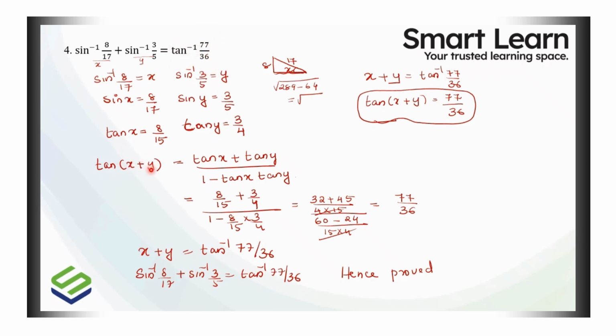So here tan of x plus y is our formula: tan x plus tan y by 1 minus tan x tan y. So 8 by 15 plus 3 by 4 by 1 minus the product. So by solving this you will get 77 by 36. So what will be x plus y? Tan inverse 77 by 36. And x is what? Sine inverse 8 by 17. And y is what? Sine inverse 3 by 5. I hope it is clear.